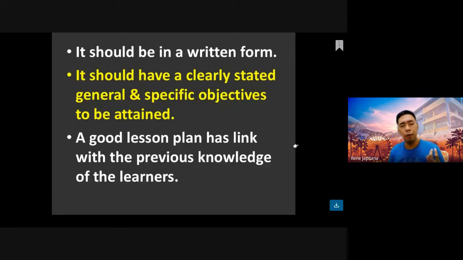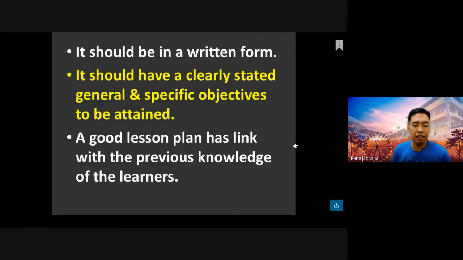Then for affective, that involves affection, feelings, values. For example, to appreciate the goodness, the importance of that. So that's an example of an affective objective. When you talk about psychomotor, it's the movement: to draw, to illustrate, to perform. Those are examples of specific objectives.